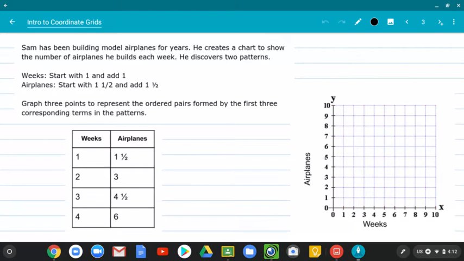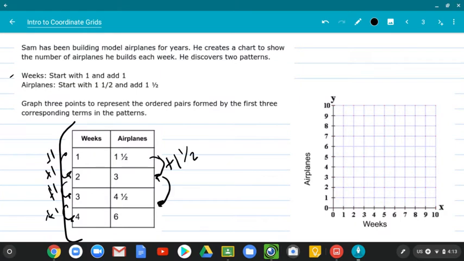So on the chart, that's this column down here. Every time you move down, you're adding 1. Plus 1, plus 1, plus 1, plus 1. That was kind of weird, but you get the idea pattern on that first part. All right, and then his airplane. So in week 1, it says that he was making 1.5 airplanes in week 1. The next week, do plus 1.5. Next pattern, plus 1.5. And the last one is plus 1.5.